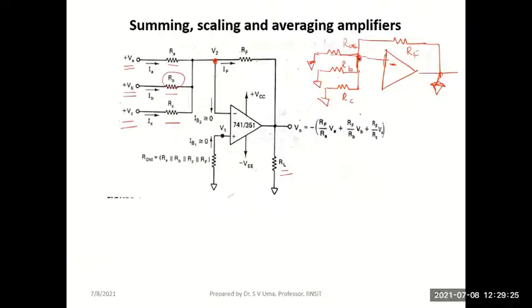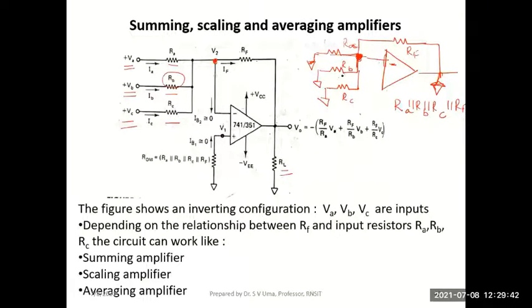So what will be the effective resistance between the inverting terminal and ground? The effective resistance will be RA in parallel with RB, in parallel with RC, in parallel with RF. All these four resistors appear in parallel between the inverting terminal and ground. Now, to avoid input offset voltage error, I have to connect the same amount of resistance between the non-inverting terminal and ground.